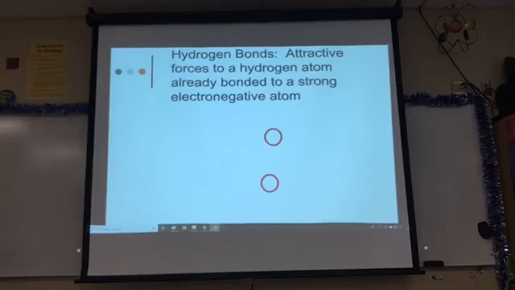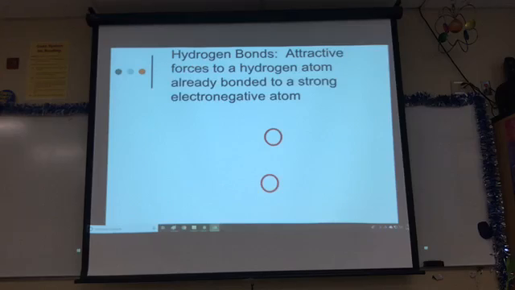So hydrogen bonds are these attractive forces. They're actually intermolecular forces, but they're a special type of intermolecular force. These are between a hydrogen atom and a significantly electronegative atom. Okay?